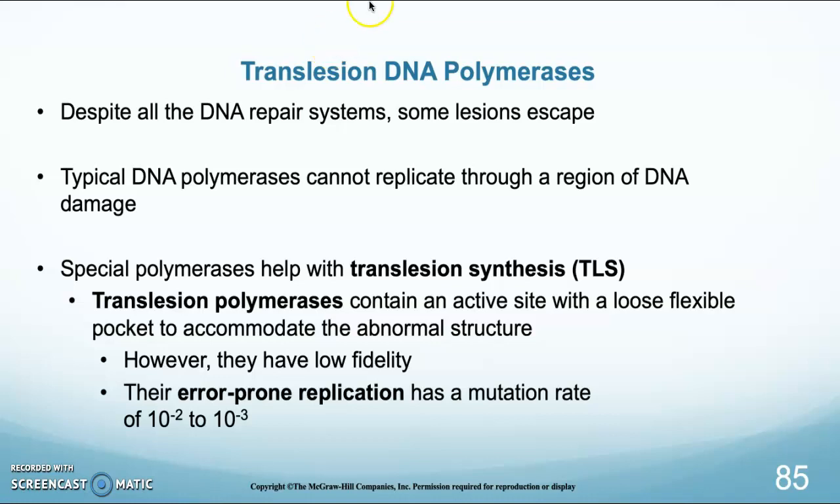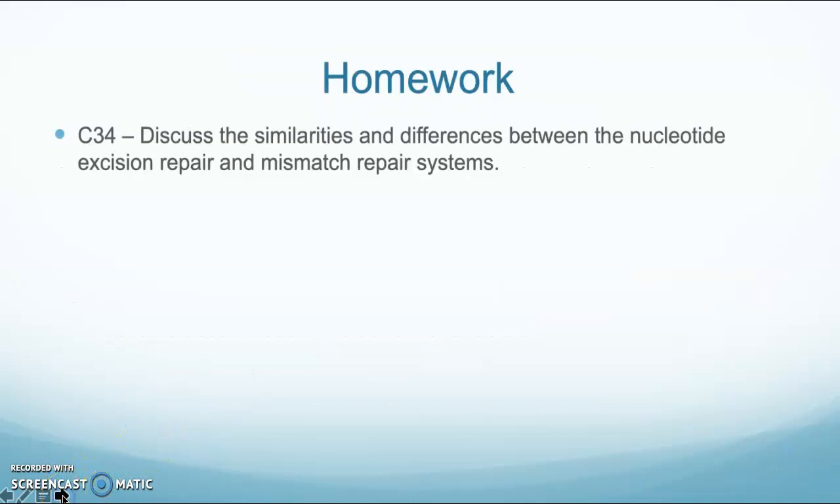We do have translesion DNA polymerases. These are used when we have lesions that have escaped any of the other DNA repair systems, and typical DNA polymerases cannot replicate through a region of DNA damage. These have the ability to fix this, but they have a very low fidelity, which means they're very error prone. So for your homework on this particular one, you should discuss the similarities and differences between the nucleotide excision repair and mismatch repair systems.